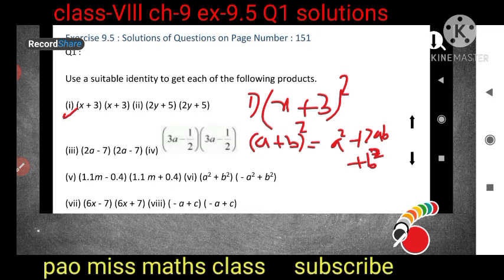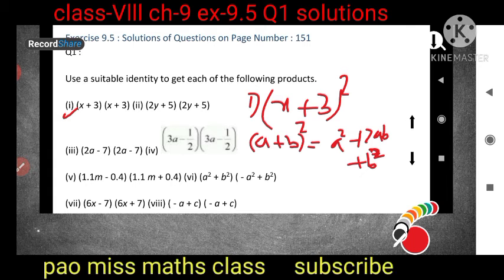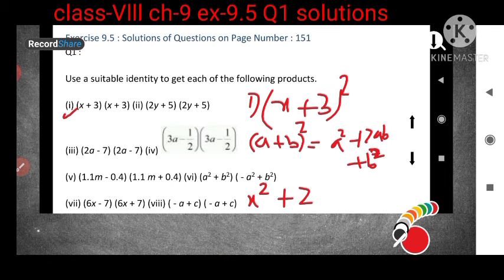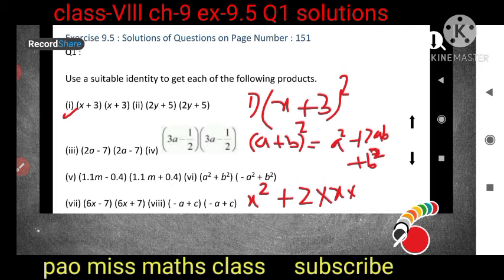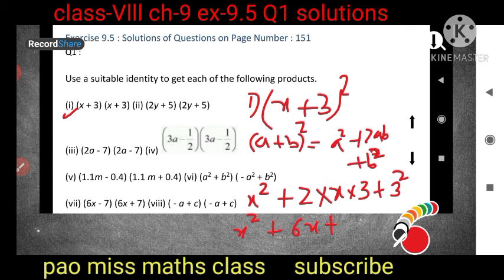So a is equal to x, we have to assume a is equal to x and b is equal to 3. So a plus b whole square is equal to a square. What is a here? x square, isn't it? Then plus 2ab, that means 2 multiplied by a multiplied by b. What is a? x, isn't it? And what is b? 3. Then plus b square. What is the value of b? b is 3, that means 3 square. Now x square plus 2 3s are 6x plus 3 3s are 9. So this is the answer for the first question.